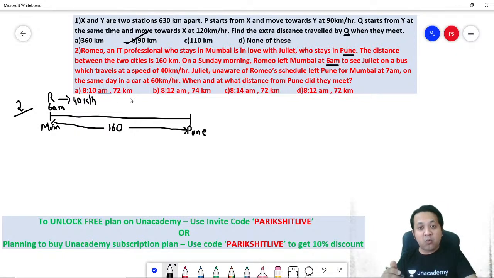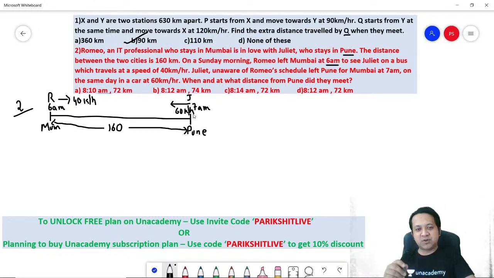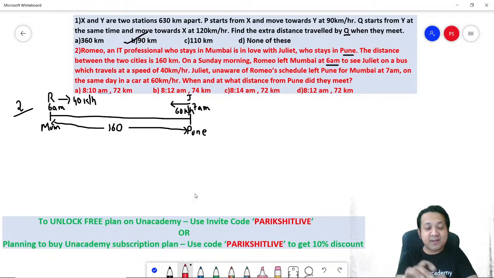Juliet, unaware of Romeo's schedule, left Pune for Mumbai at 7 a.m. So this lady leaves Pune for Mumbai at 7 a.m. on the same day in a car at 60 kilometers per hour. When and at what distance from Pune did they meet? Now think about it. The entire information has been captured in the diagram, right?